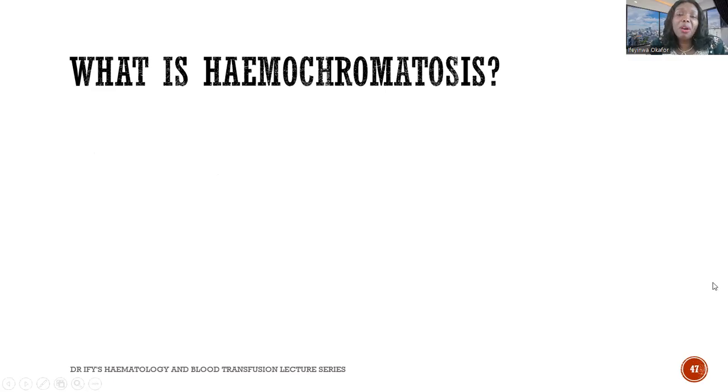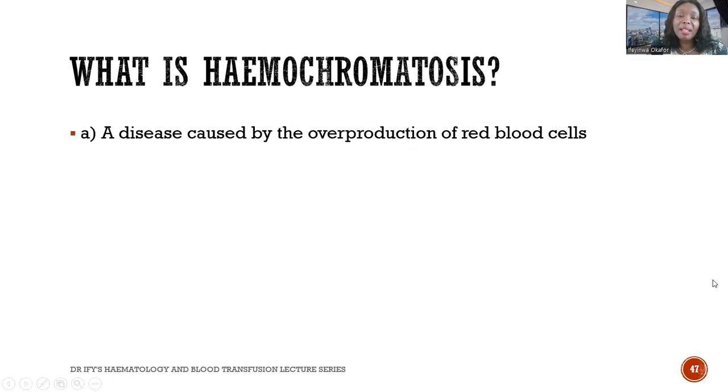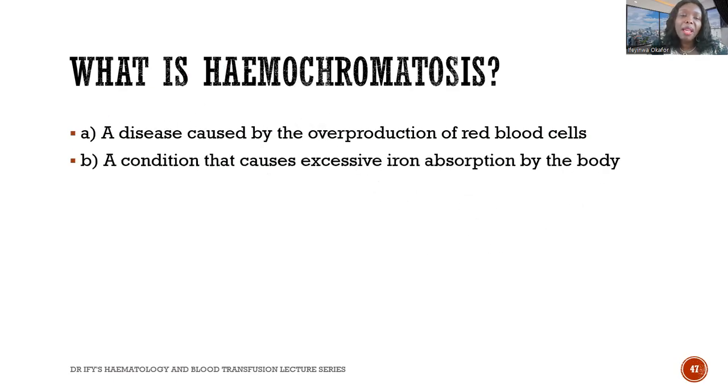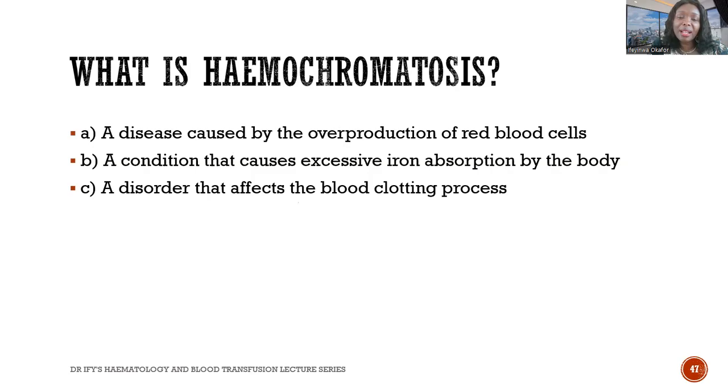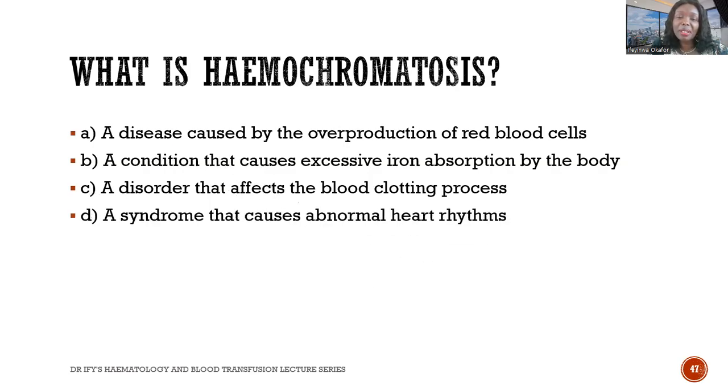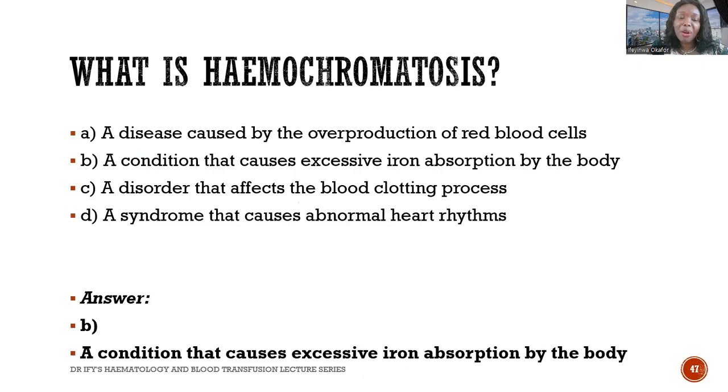What is hemochromatosis? A disease caused by overproduction of red blood cells, a condition that causes excessive iron absorption by the body, a disorder that affects the blood clotting process, a syndrome that causes abnormal heart rhythm. Answer B, a condition that causes excessive iron absorption by the body.